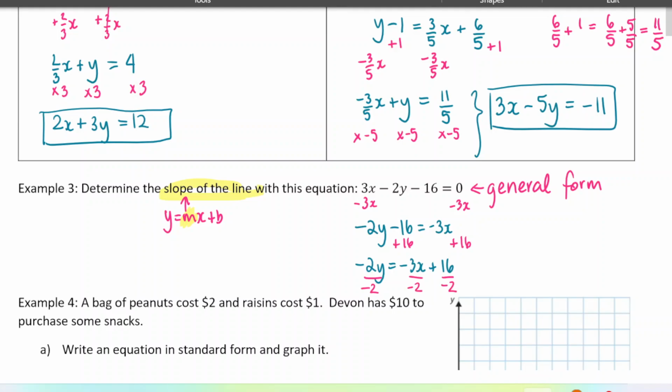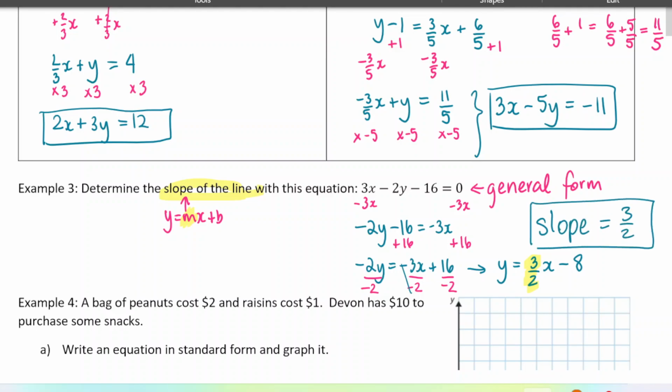You have to divide every term when you're dividing, just like you did when you were multiplying in the example above. So we'll have y equals, so those negative signs here will cancel, so I'll just have 3 over 2x minus 8. 16 divided by negative 2 is negative 8. So that's my slope-intercept form, and my slope is right there. 3 over 2. You could also write it as a decimal. 1.5 would be fine as well.